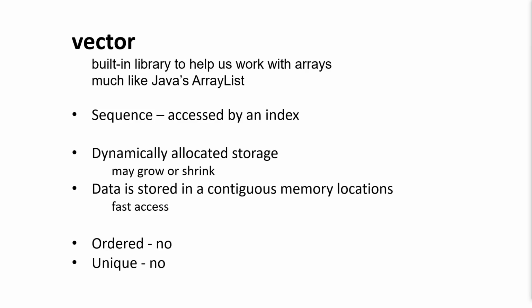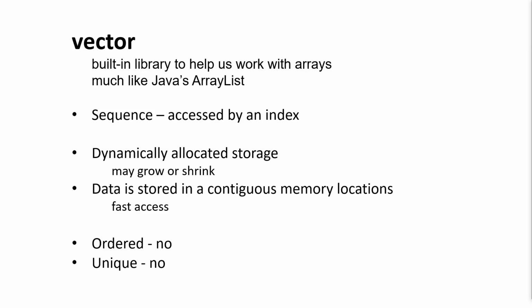So the vector is a sequence container, so we're going to be accessing it by an index. And the bracket version of indexing, just like we saw with the primitive arrays, works just fine here. They've done their best to mimic that. It is dynamically allocated, so we can grow or shrink it without having to do any extra work. It's all going to be taken care of internally for us. So no more creating a brand new bigger array and copying everything over.